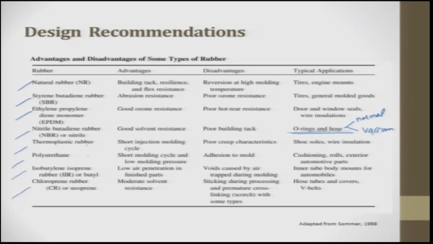So, then thermoplastic rubber, your shoe soles are made out of thermoplastic. Polyurethane, you have cushionings, rolls, automobile parts are made out of polyurethane. Isobutyl isoprene rubber, which is used for making inner tube body mounts for automobiles, and then the CR rubber is used for making hose tubes and V-belts. So, you can see these are the rubbers, these are the application, their advantage and disadvantage. So, you have to choose a rubber based upon your product.